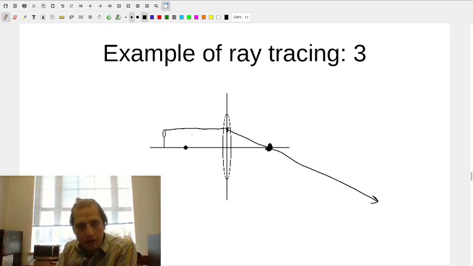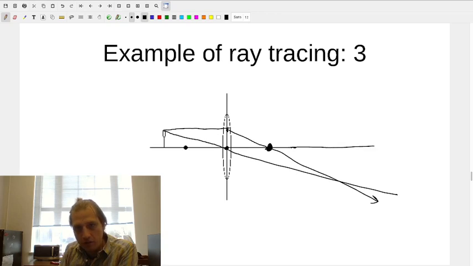On the other hand, in these cases, it sometimes is easier simply to go straight through the middle. So that's a possible ray that you could also use. Okay, so that would be our image.